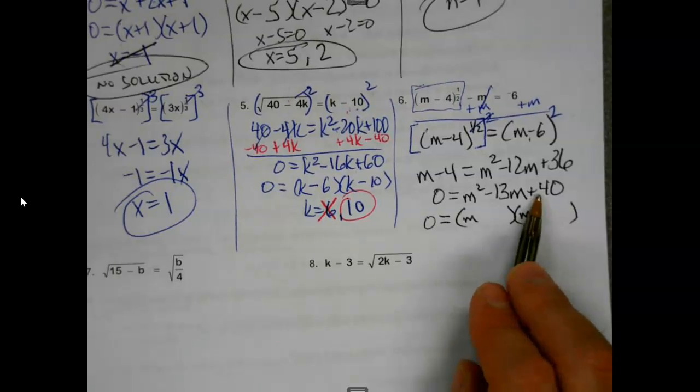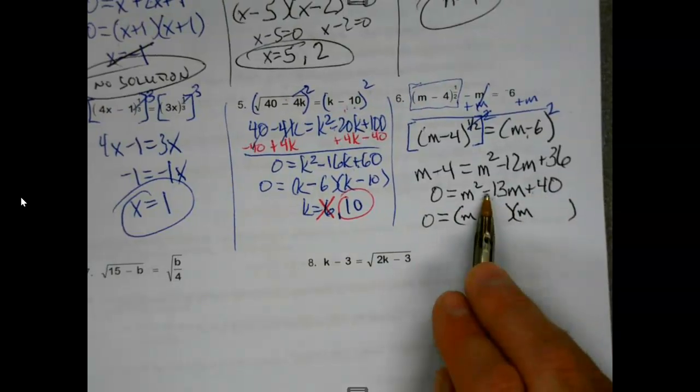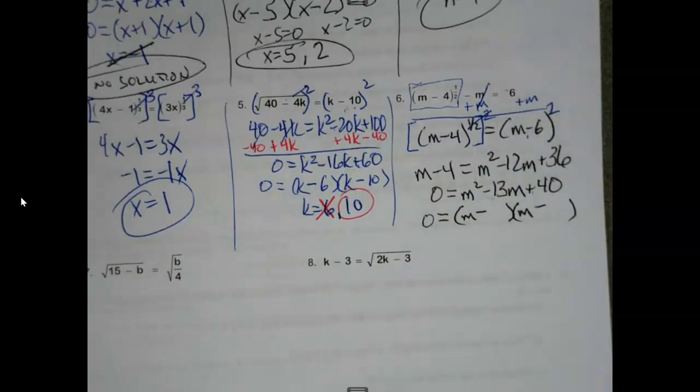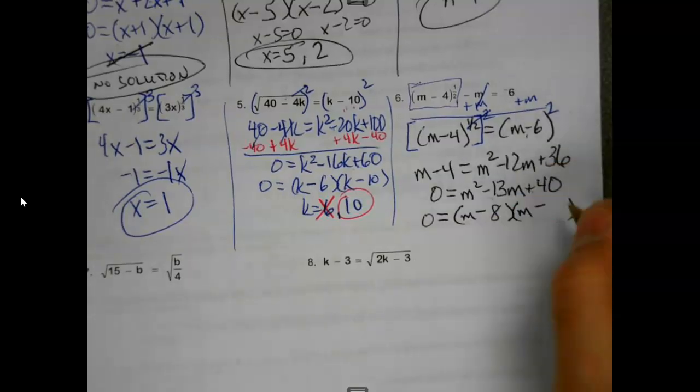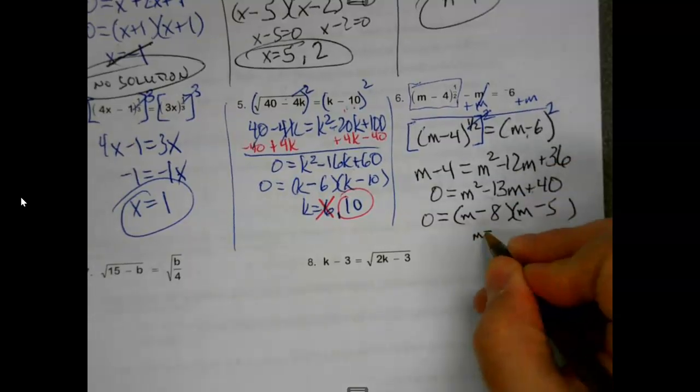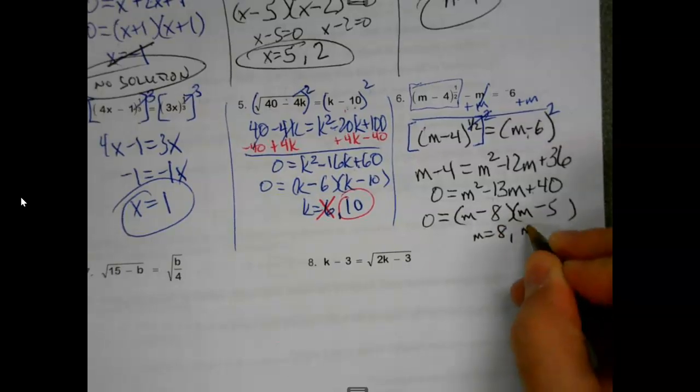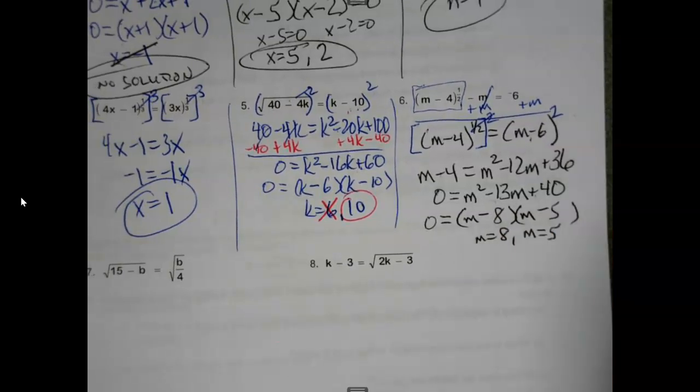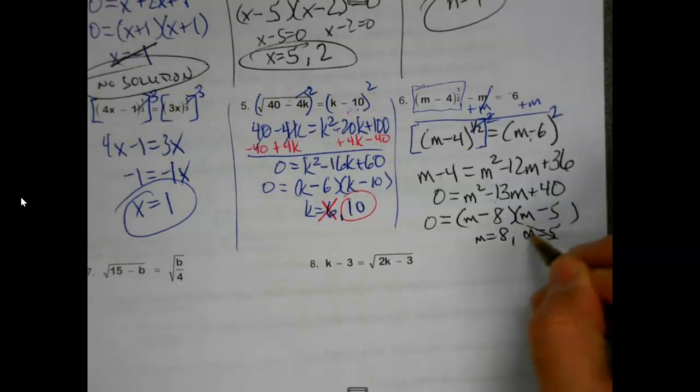Product is positive. They're going to be the same sign. That sign. What multiplies to 40 and adds up to 13? 8 and 5. M equals 8. M equals 5. Why can't it be 5? Bingo!